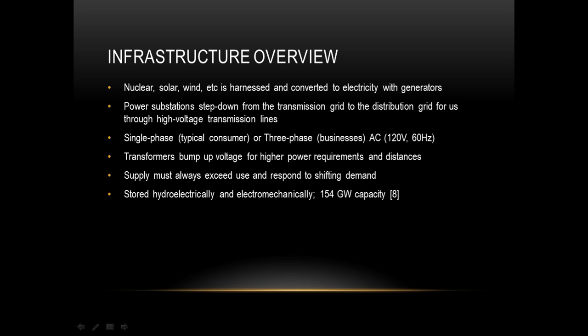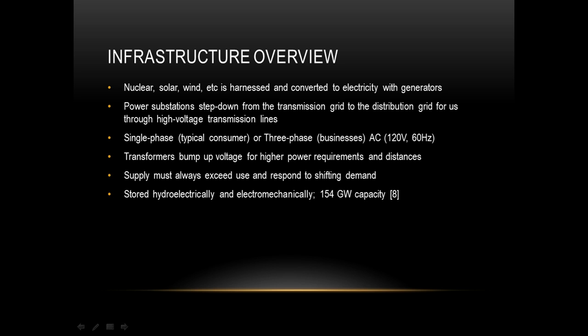Infrastructure overview of the American electric grid. Power stations will take nuclear, solar, wind, or other types of energy, harness them, and convert it to electricity with generators. Power substations step down from the transmission grid to the distribution grid for us through high voltage transmission lines. Typical consumers will receive it in single phase, while businesses and other large companies will receive it in three-phase. It comes in as 120 volts AC, 60 Hz frequency.